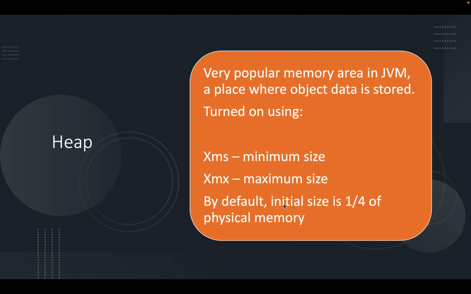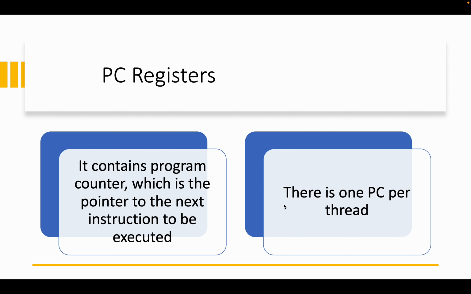Then we have the heap. This one is a very popular memory area in the JVM, a place where object data is stored, and you can control it with the following variables: Xms, which means minimum size, Xmx, which is the maximum size, and by default the initial size of the heap is 1/4 of the physical memory of the computer.